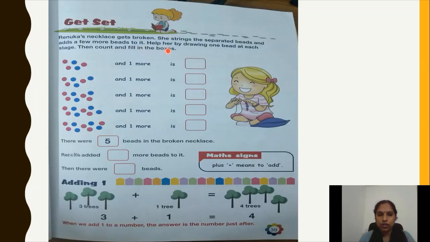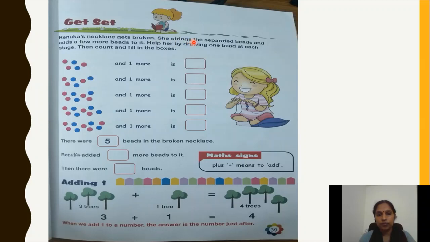Shall we read this question once again? Put your finger on the first word, Renuka's. Put your finger there. We are going to read this question once again. Renuka's necklace gets broken.